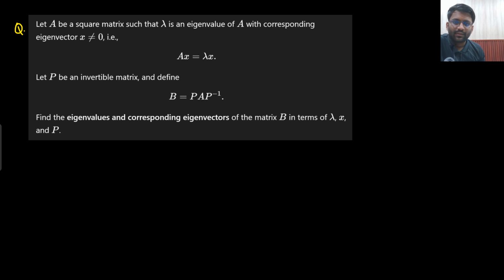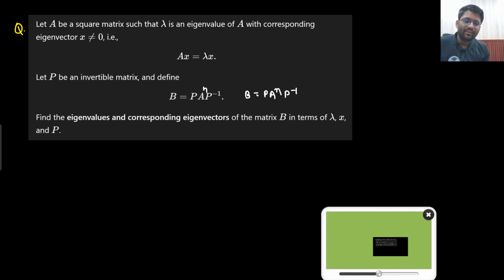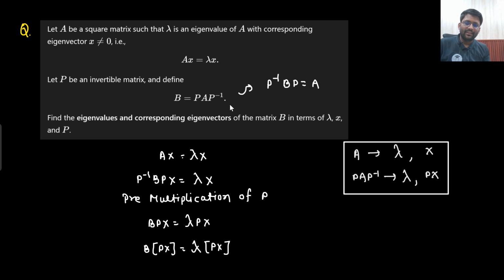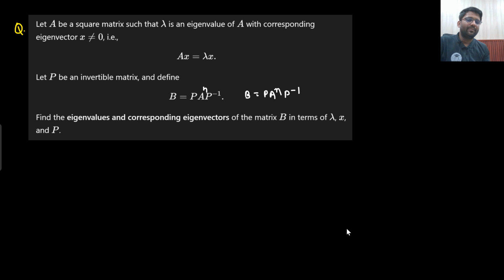Next question. Here I wanted to make A to the power n, right? Otherwise, the question will not make any sense. Basically, B is given as P A to the power n P inverse. Otherwise, the question would be the same, right? We don't want the same question. We want to frame something different. So B is given as P A to the power n P inverse. This is your matrix B.